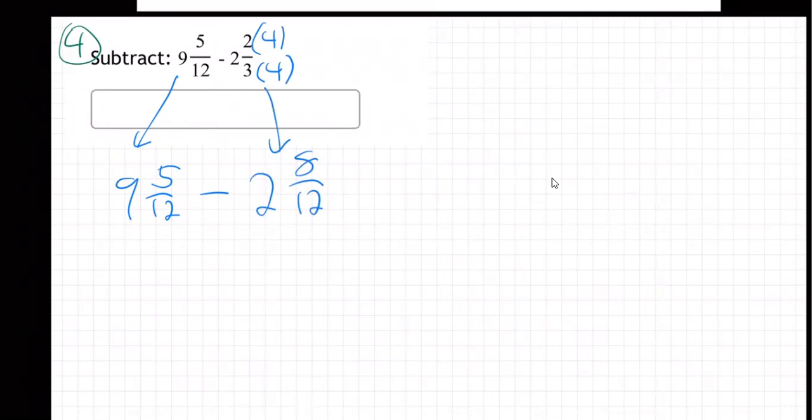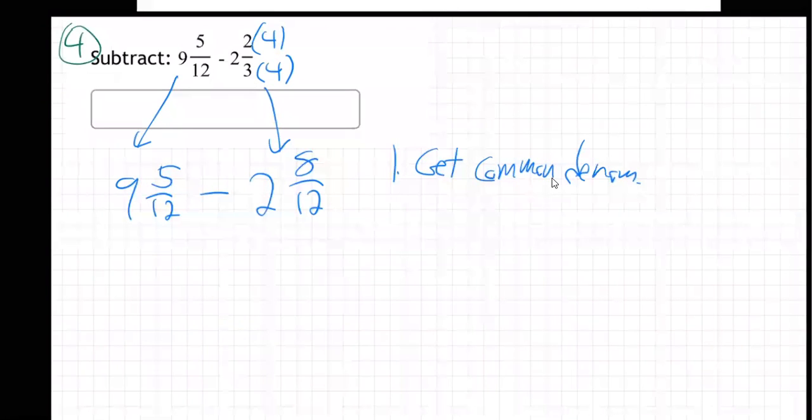Is everything good there so far? So we're subtracting and we've made a common denominator. That's step number 1. So step 1, get common denominator. Okay, now I've got a problem with this subtraction, don't I?